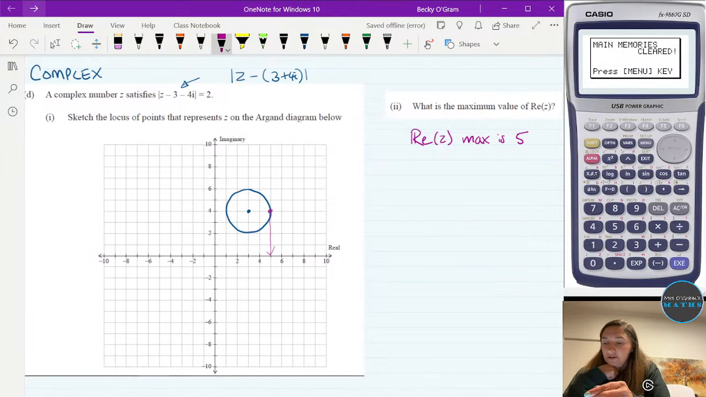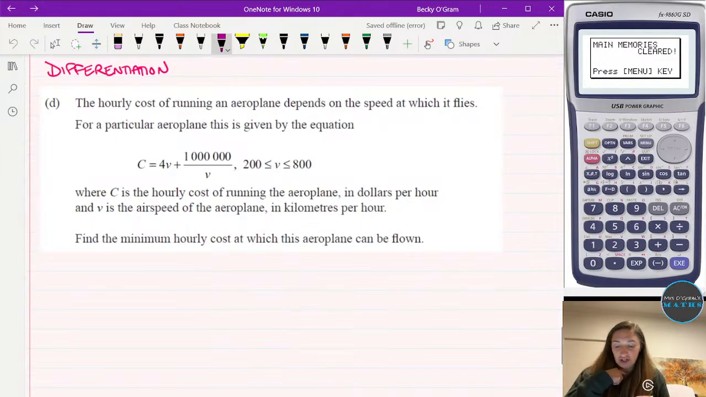Okay, so moving on to differentiation. We've got this situation with an airplane and we have a cost function for it. We are asked to work out the minimum of the hourly cost. So we need to differentiate and set it equal to 0 to find the stationary point, and in this case that stationary point will be a minimum.